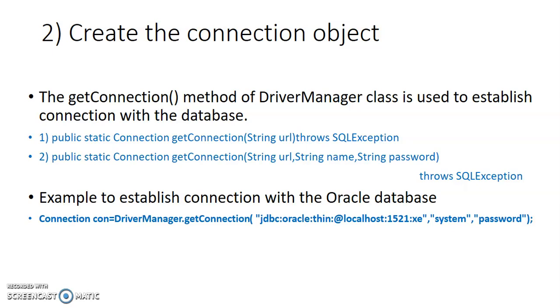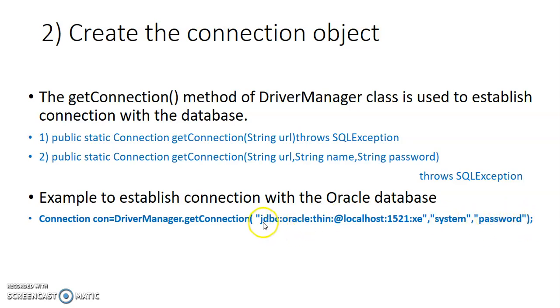Now here is an example to establish a connection with an Oracle database. So Connection con. Check out, Connection is an interface and con is a reference. Connection con is equal to DriverManager.getConnection. getConnection is a method available in the DriverManager class. It accepts 3 parameters. We are using the second version. The first parameter is the URL. The second parameter is the username of your database, and the third parameter is the password of your database.